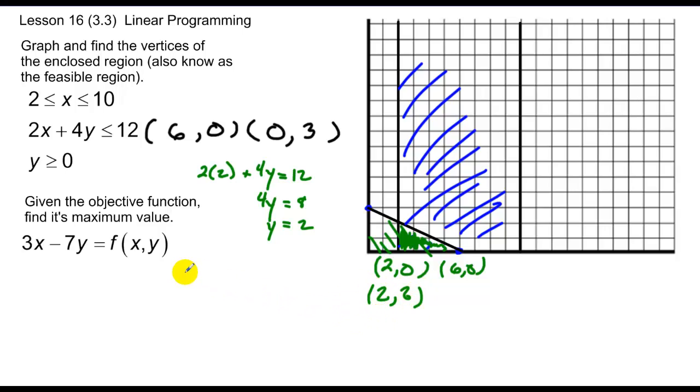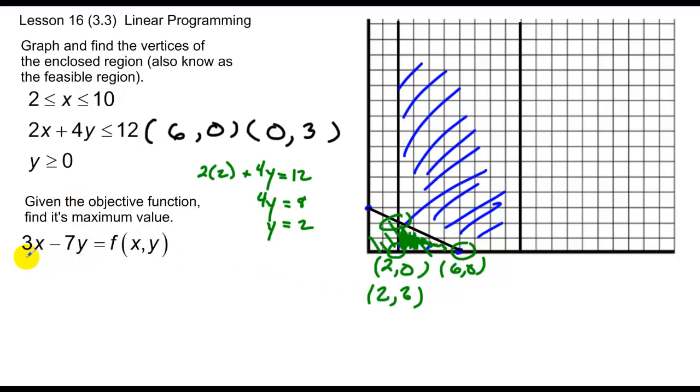And the additional information we're going to talk about today is, given something called an objective function, find its maximum value. They're going to give us this equation, f of x y, which means it's a function with x and y in it. So they're going to use this equation to try and find a maximum of this shaded region, or what we call the feasible region, where our answer should be for our system. And it turns out that even though there's infinitely many points within this region, our maximum and minimum values are only going to occur at these vertices, which we've already found.